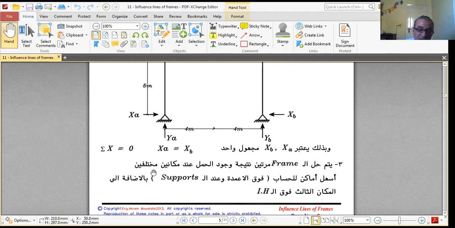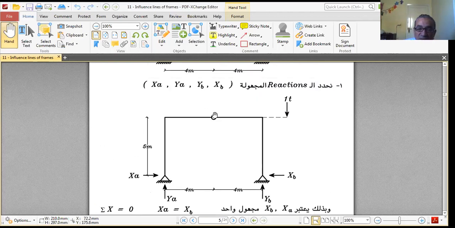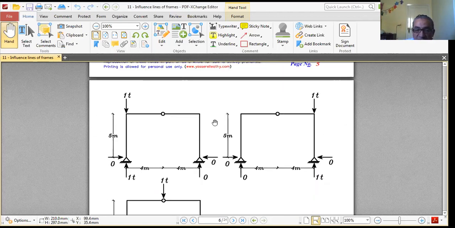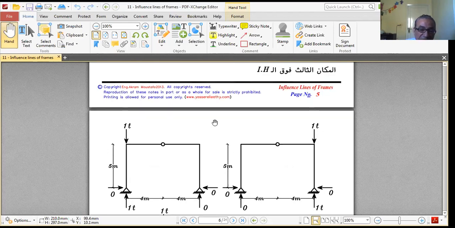When the load is located in two different locations, the easiest is to calculate at the support at the column. And the third location is to put the load on the top of the intermediate hinge. So three different locations. We calculate the reactions for the load at three different locations, and then we connect for every case.